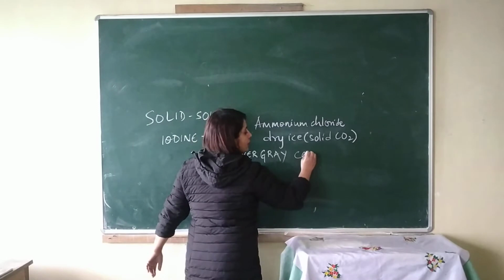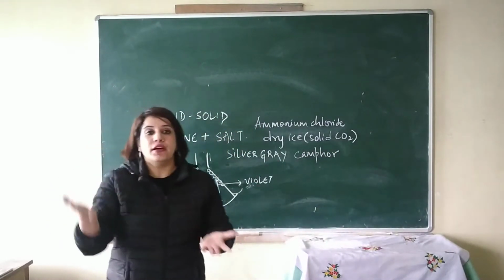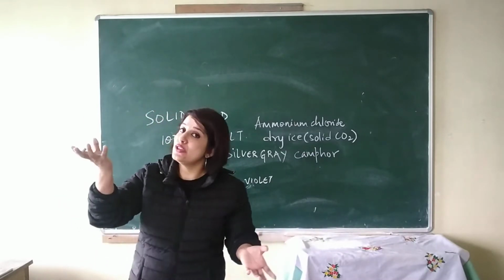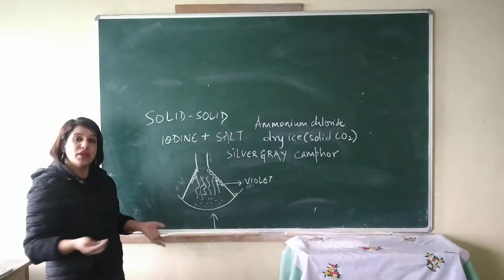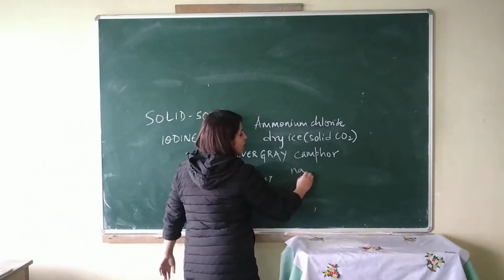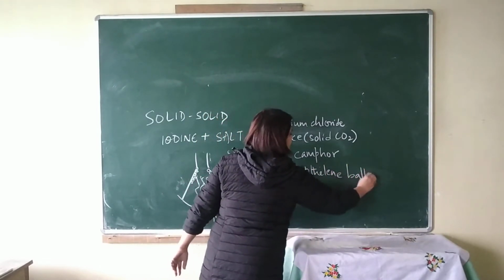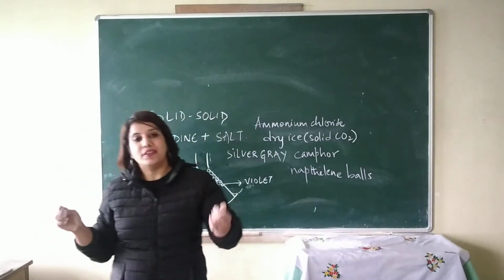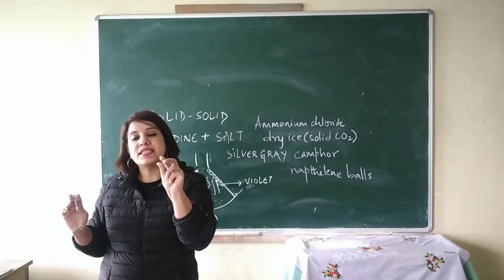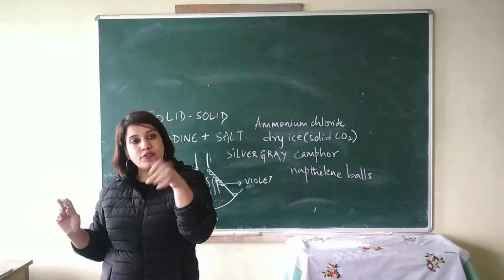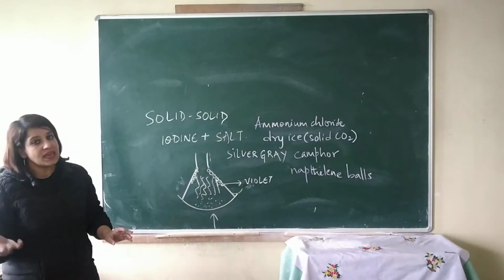Then camphor. Everyone has seen that. When you do puja or arati, you use camphor. It does not change into liquid, it changes directly into vapor. So camphor is another example of a substance which sublimes. Then the naphthalene balls that you put inside your clothes. Does it change into liquid? If you keep a big naphthalene ball, after a few months the size has reduced. It changes directly from solid into vapor. So these are examples of substances that sublime.